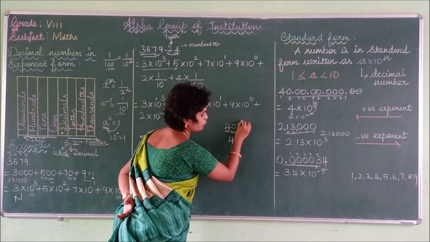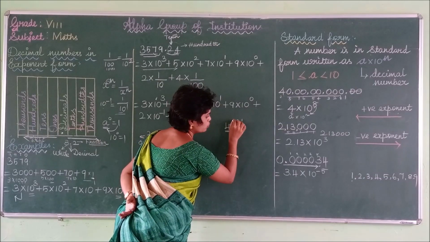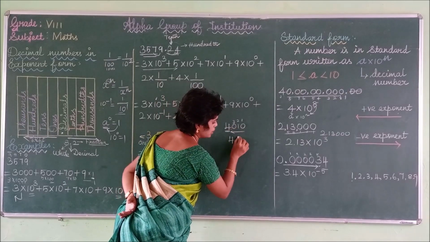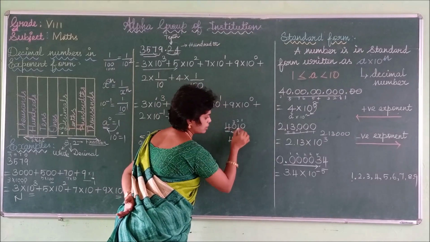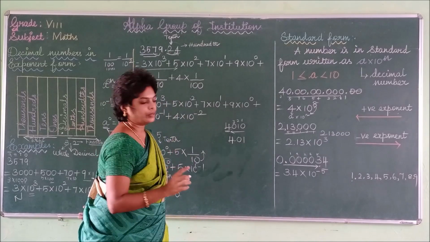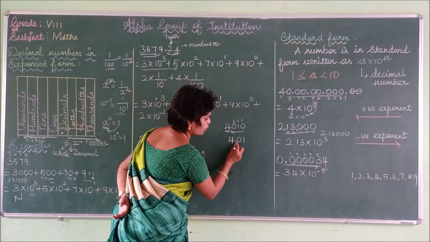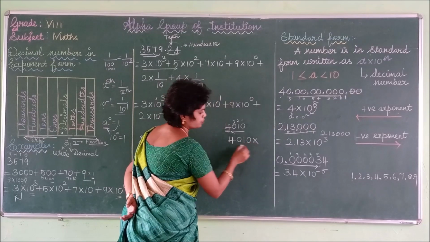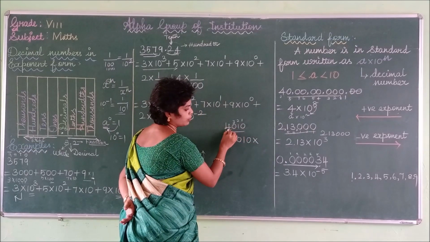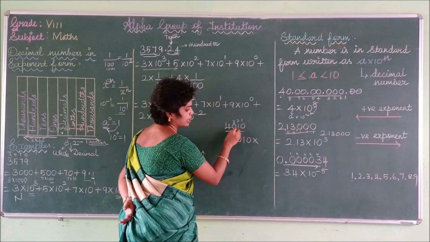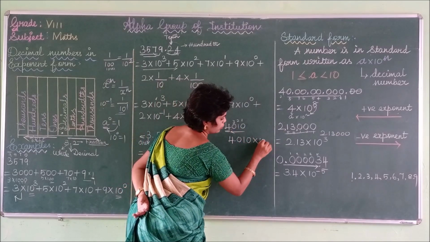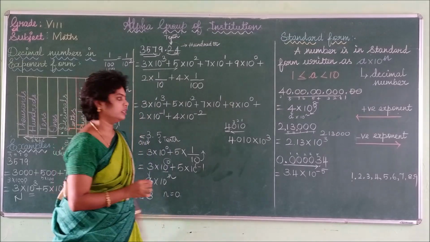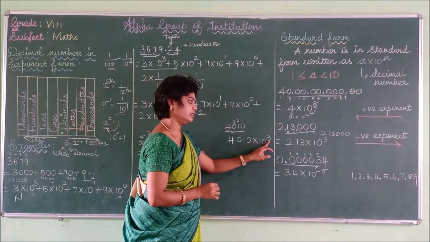So how many steps you are moving? 1, 2, 3. So this can be represented as 4.010 into, how many digits you are moving? 3 places. 1, 10, 100. 10 to the power 3. How many places you are moving? That only you have to write in the power.